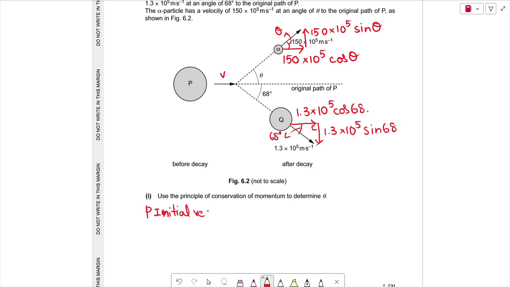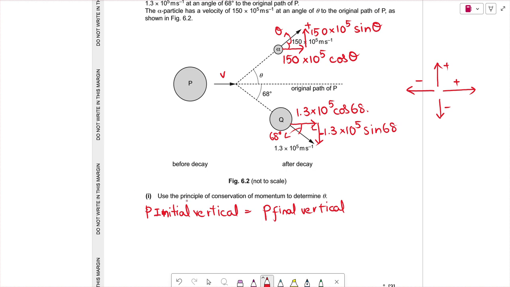vertical momentum must be equal to the final vertical momentum. Now, please remember one thing. Whenever you're dealing with momentum and velocities, if you consider the upward direction of the velocity as plus, then the downward direction will be considered with a minus sign. Similarly, if the right direction of the velocity is considered positive, then the left direction will be considered negative, or you can do it vice versa as well.